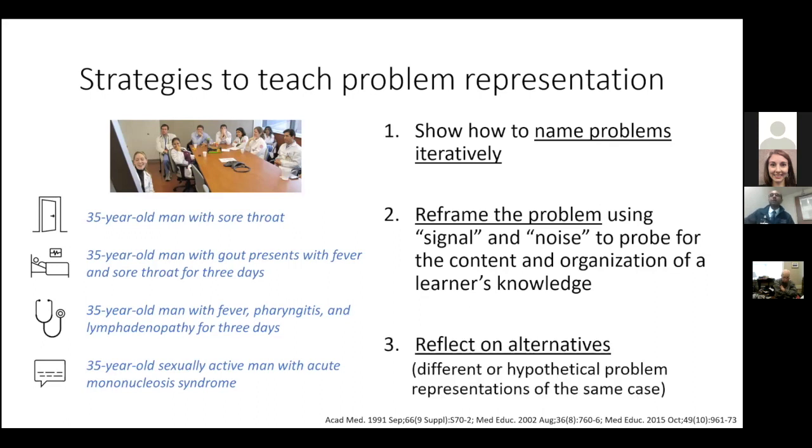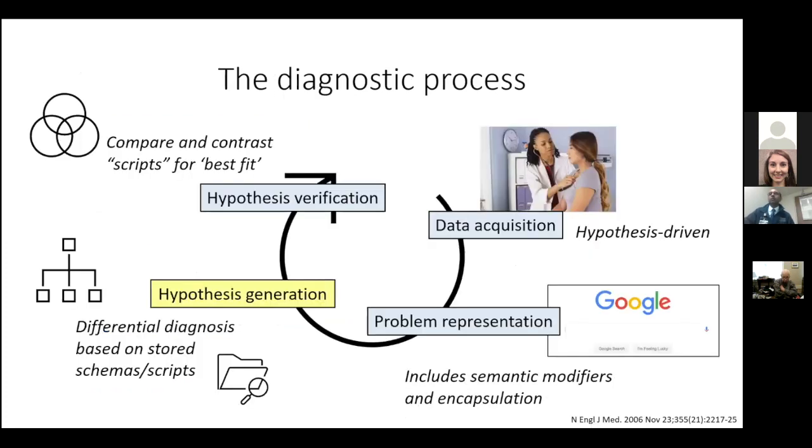And then finally, reflect on alternatives. And I think this is a great strategy for lifelong learning, always reframing the case with new or different data to see if you can come up with a different differential diagnosis or if it activates knowledge differently for you. And this is a great way to avoid anchoring bias or premature closure on a case. So that was problem representation.